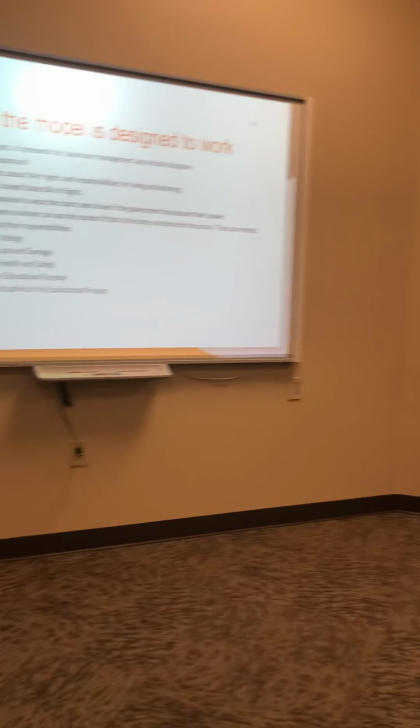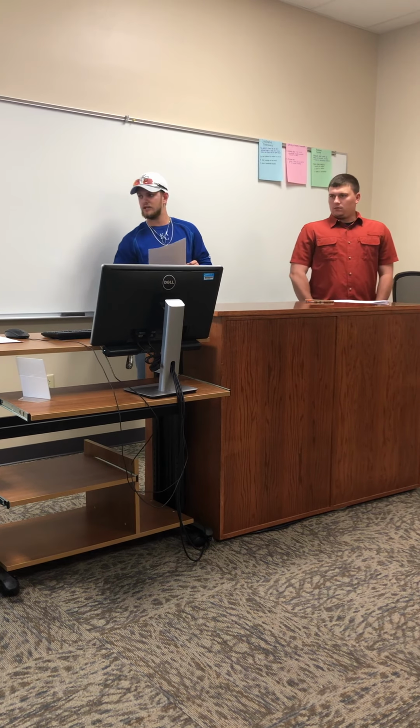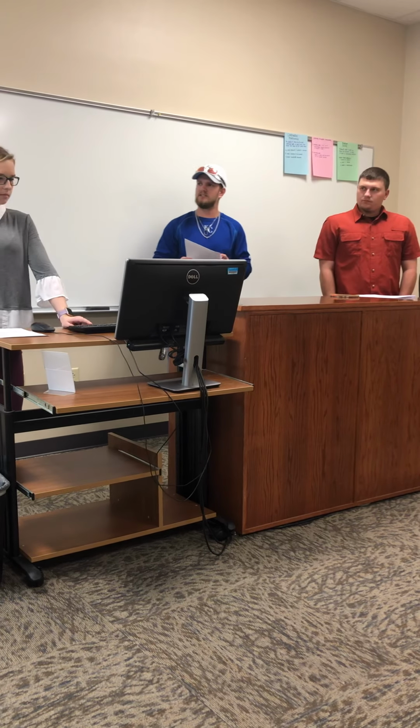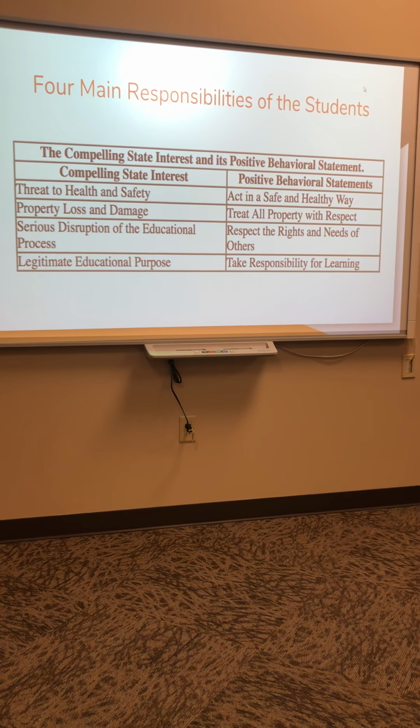Then there were about 7 main points to this, and property loss and damage was the first one. Threat to health and safety was the second one. Then legitimate educational purpose, serious disruption of the education process, freedom, justice, and equality. I'm going to go into a little bit more detail about those in a second. This chart is on your handout, and it breaks down those first 4 points a little bit more and talks about what they're actually trying to say.